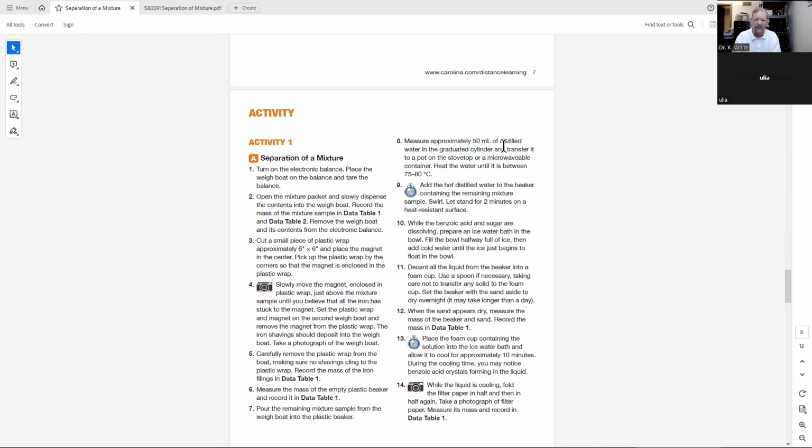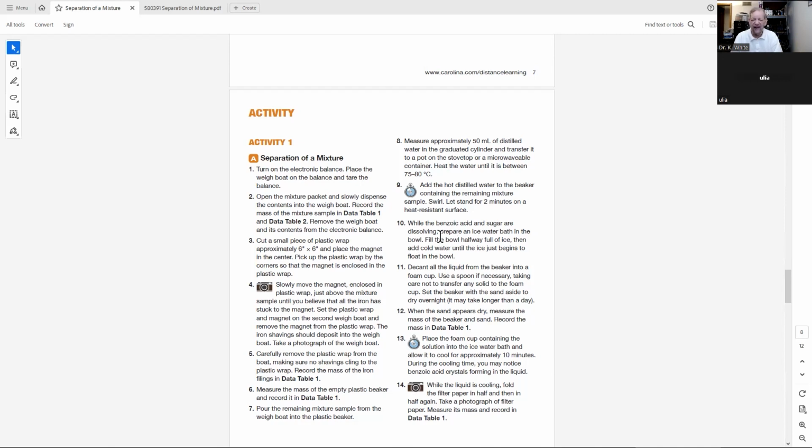Add the hot water to the beaker with the mixture, swirl it with your spoon, and let it stand for 2 minutes on a heat-resistant surface. I have silicone pads for that, or just put it somewhere. I have open grates on my oven range, but put it on a surface that has some protection that's heat resistant.